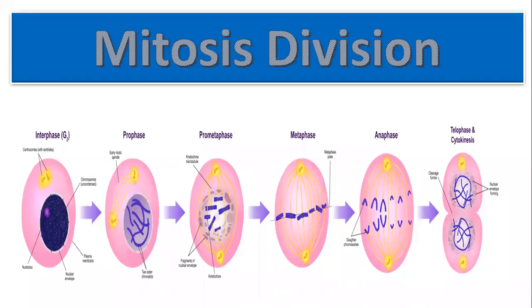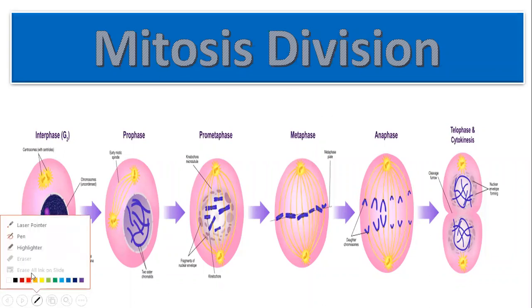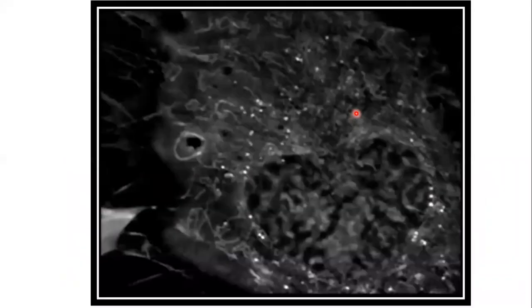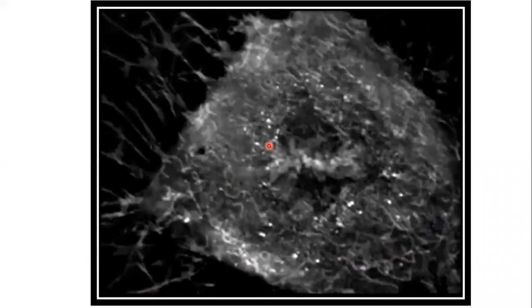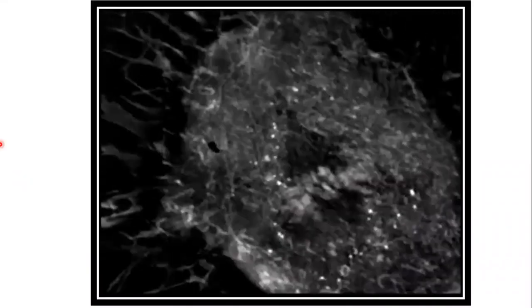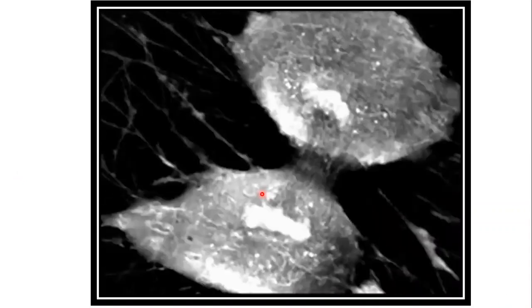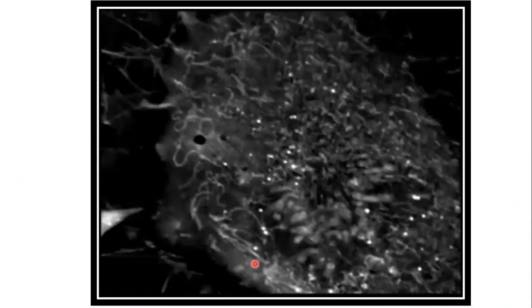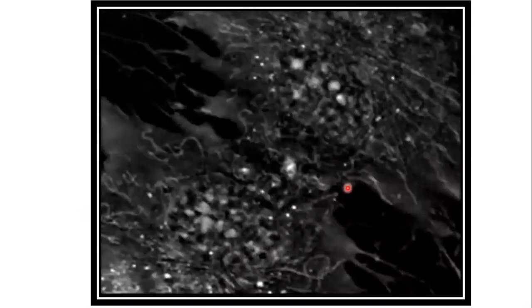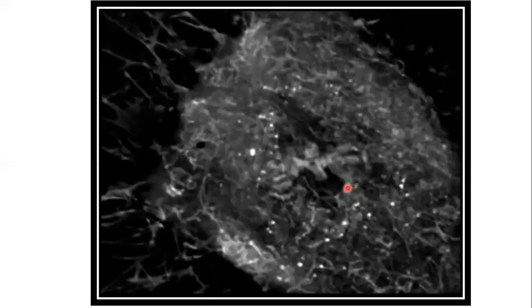Hello, everybody. Today we are talking about mitosis division. This is division under microscope. One cell divided into two cells. Let's learn the details of what happened exactly in this division, in mitosis division.